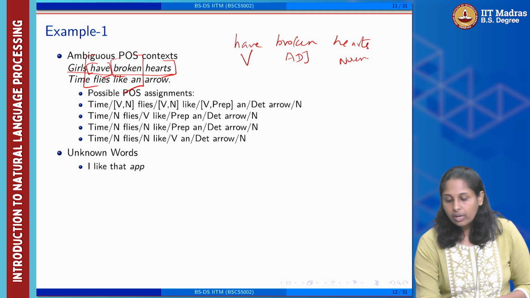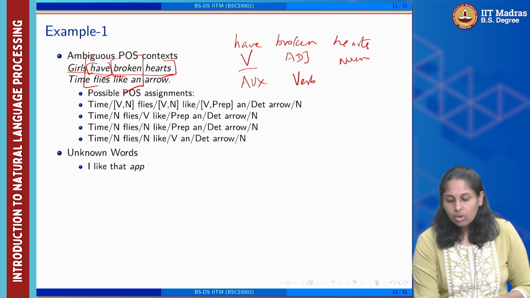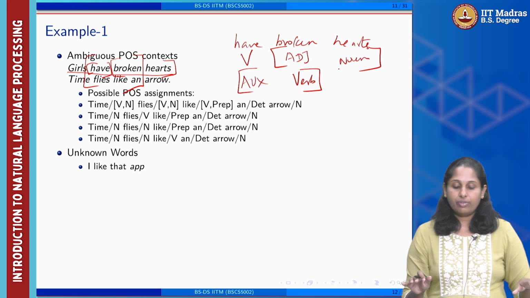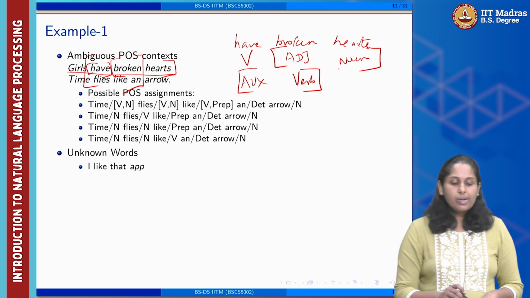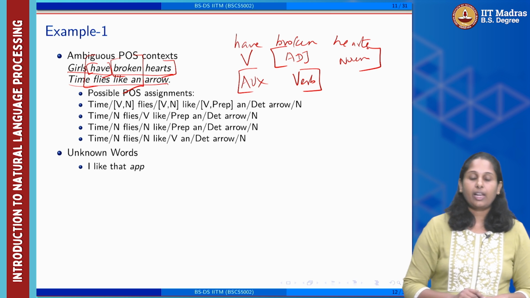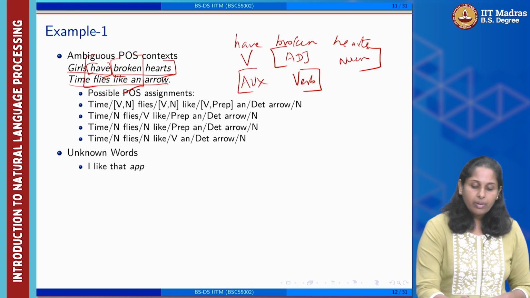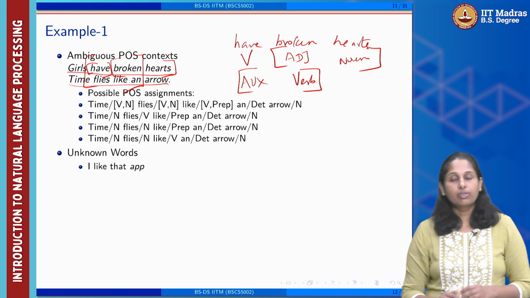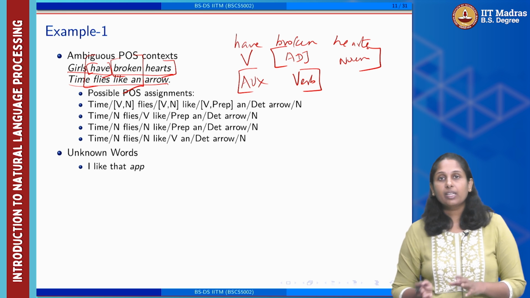So, this gives you an interpretation. Another interpretation, you call have as an auxiliary verb and broken as a verb. So, this unit and this unit provides you two different senses, right. Similarly, in the case of time flies like an arrow, time can be a noun or a verb, depending upon the context.